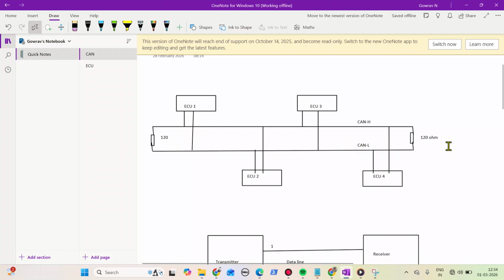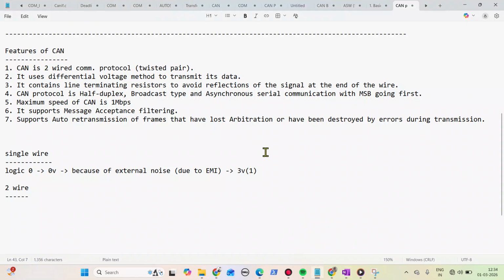Now you can ask me, how did you decide this 120 ohms? Guys, this is a CAN protocol, which means a set of rules will be there. So this 120 ohms was given by Bosch. They have tested it and they have given 120 ohms. 120 ohms will accurately absorb the voltage which we are using in our CAN protocol. Okay, I hope it was clear.